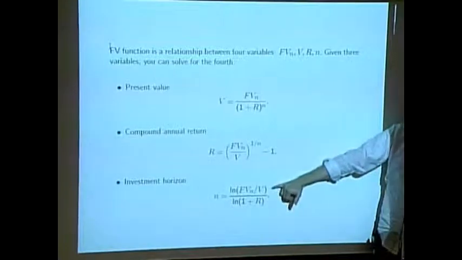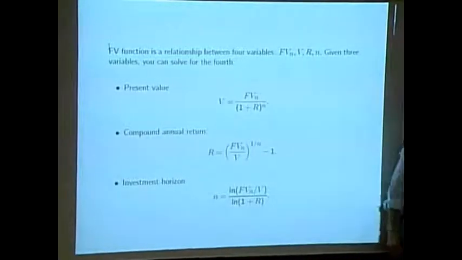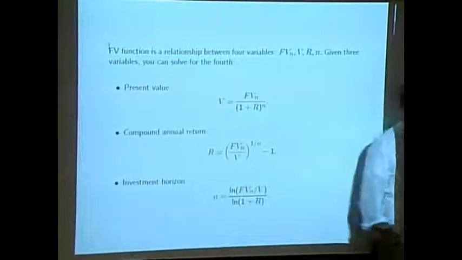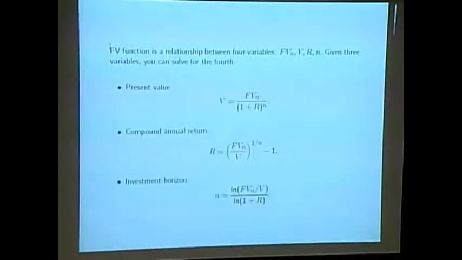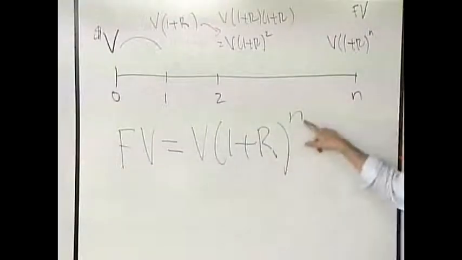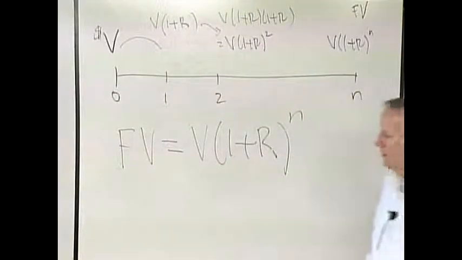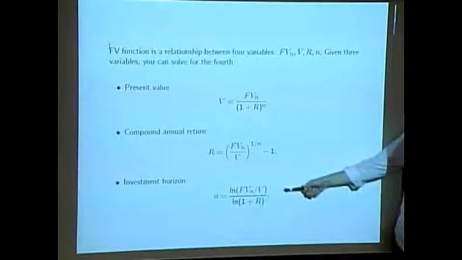And then we can also take this future value formula and solve it for the investment horizon. That is, if I tell you the interest rate, the present value, and the future value, I can solve for n in this relationship. We can think of this as the investment horizon. And so how would you do that?